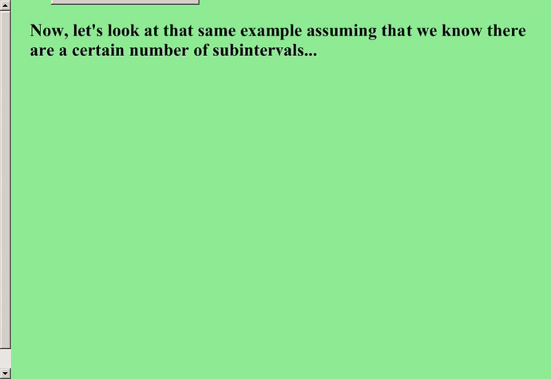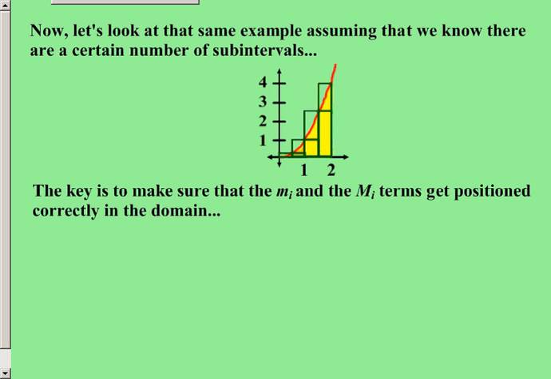Now, same example, assuming that you know that there are a predetermined number of subintervals. So let's say this time we are looking at 4 subintervals. And as before, it is going to be important to make sure that your upper sum and your lower sum endpoints are positioned correctly within the domain.